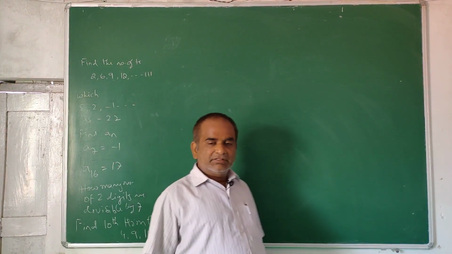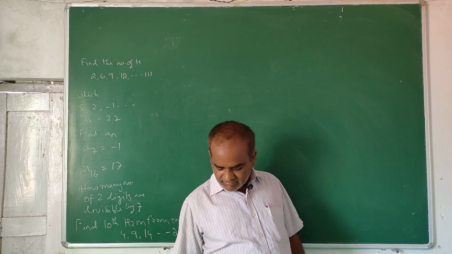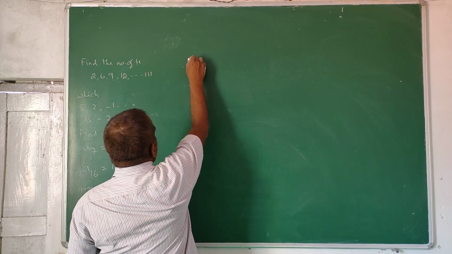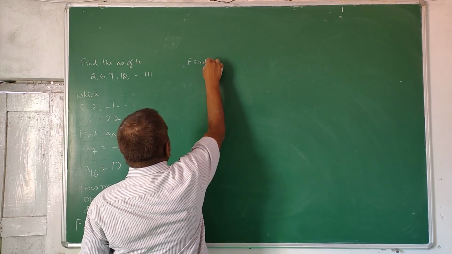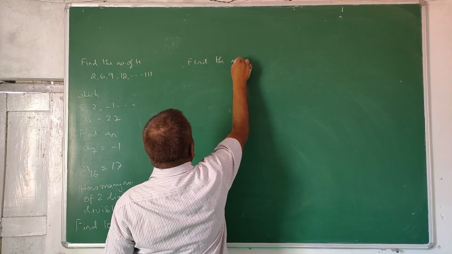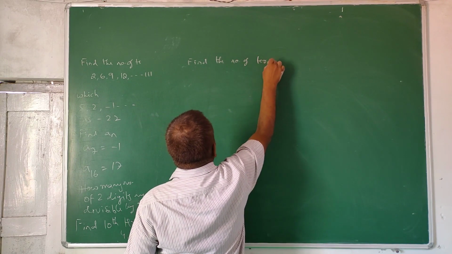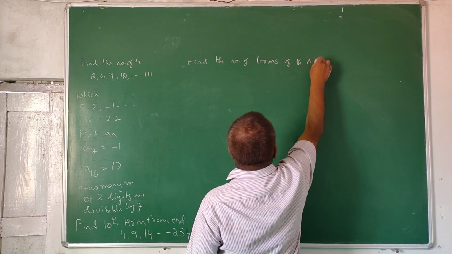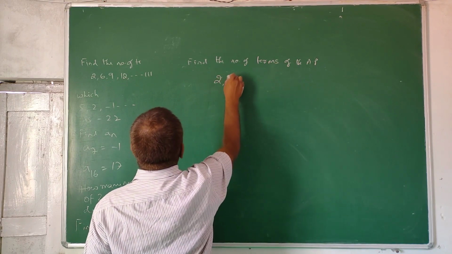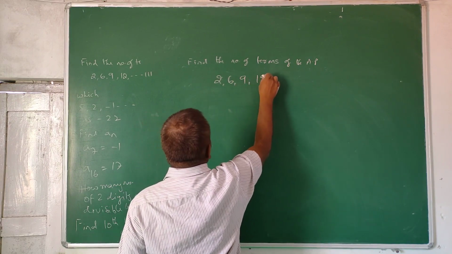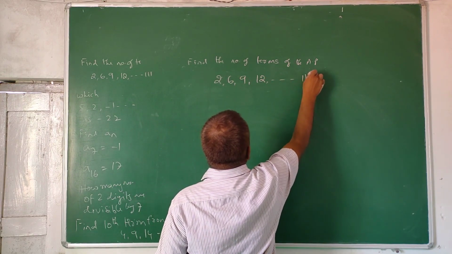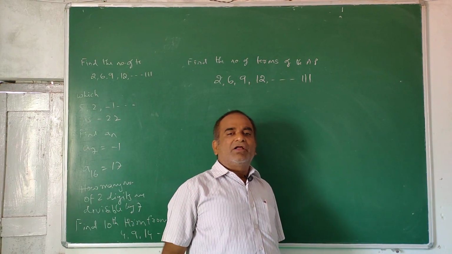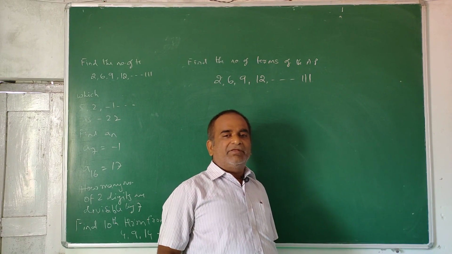So, dear students, now we are solving some important examples. Okay, the first question is: find the number of terms of the AP 2, 6, 9, 12 and so on, 111. So how many terms are there in this AP that we need to find?